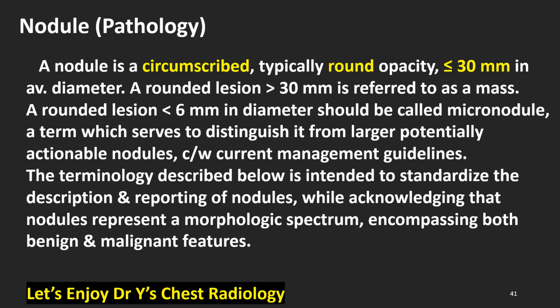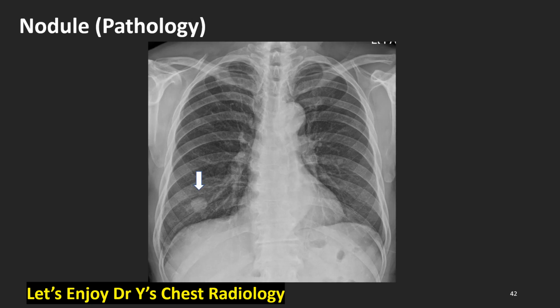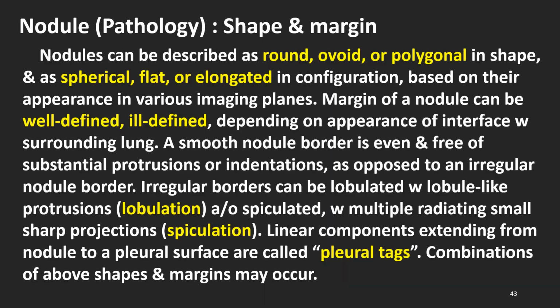The terminology described below is intended to standardize the description and reporting of nodules, while acknowledging that nodules represent a morphologic spectrum encompassing both benign and malignant features. Nodule pathology. Arrow indicates a nodule in right lung. Nodule pathology, shape and margin.